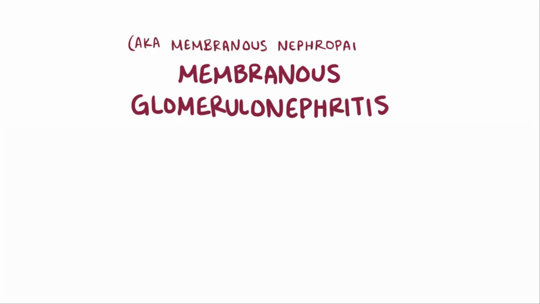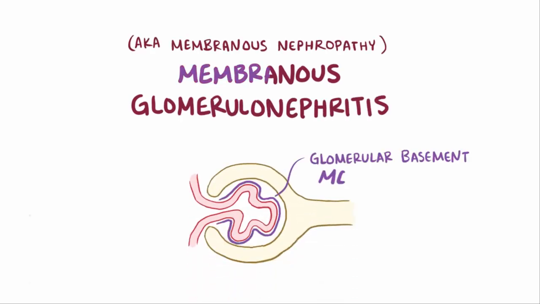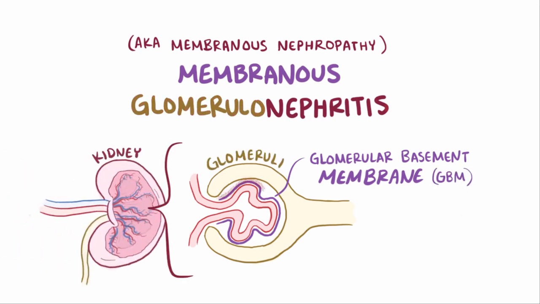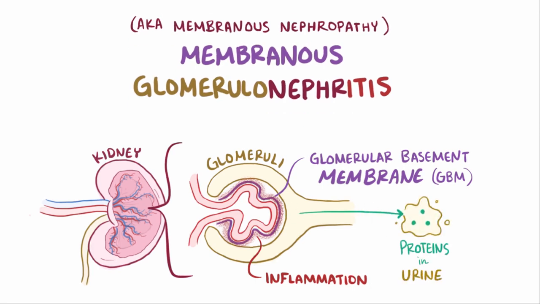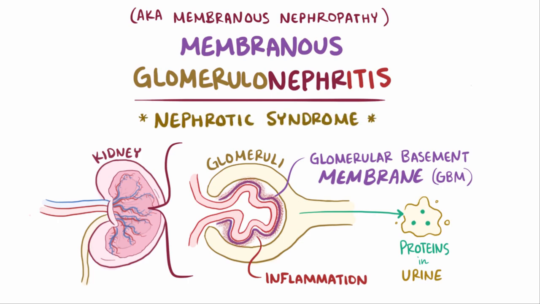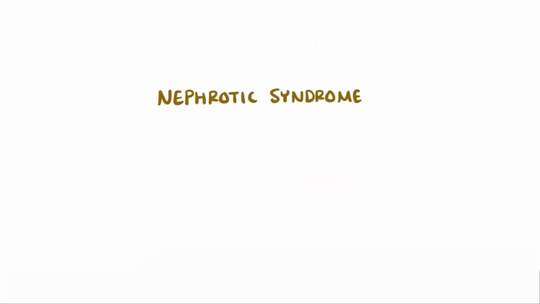Membranous glomerulonephritis, also known as membranous nephropathy, is where the glomerular basement membrane, or GBM, which lines the glomeruli in the kidney, becomes inflamed and damaged, which results in increased permeability and proteins being able to filter through into the urine, causing nephrotic syndrome. Well, what exactly is nephrotic syndrome?